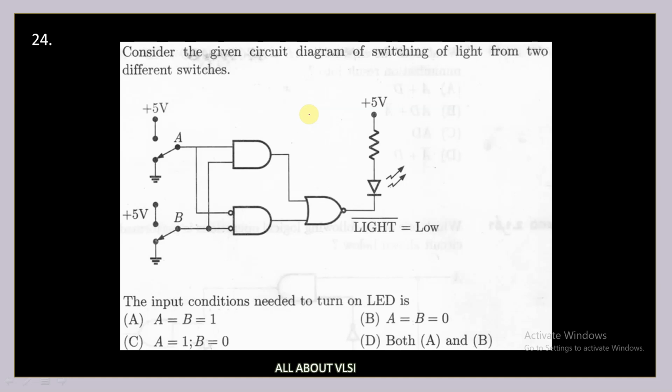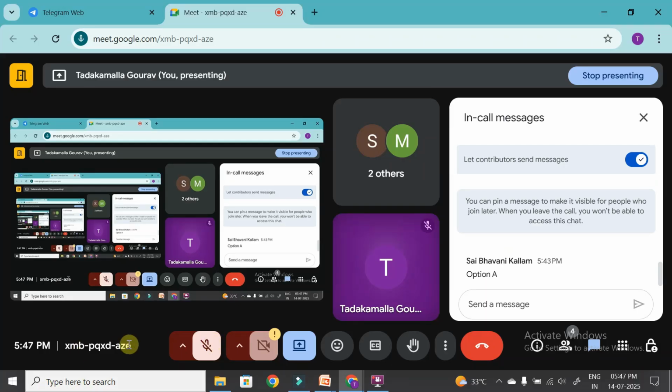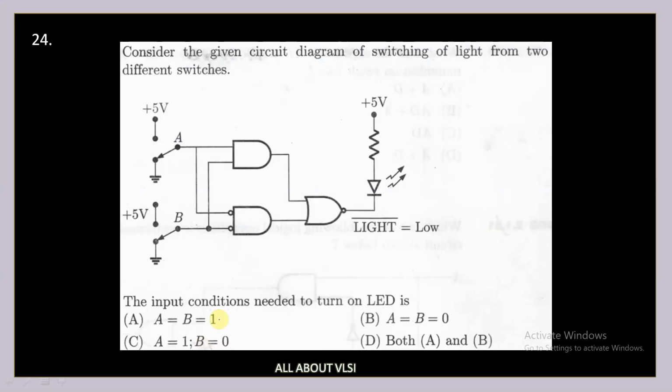Next, try this one. Consider the given circuit of switching of light from two different switches. So the input condition needs to turn on the LED. So how to solve this? This is the same as your question which we discussed on Saturday, I think Saturday or Friday. So how to get this?